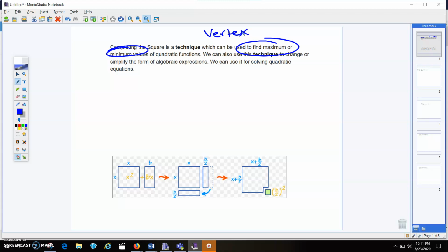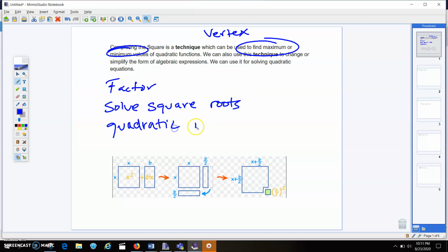We also use it to change or simplify the form of an algebraic expression, and we can use it for solving quadratic equations. So right now you know how to factor. You know how to solve by square roots. And then we learned about the quadratic formula. And then this is the next one. So completing the square is another technique that we can use in order to help us factor and solve from there.